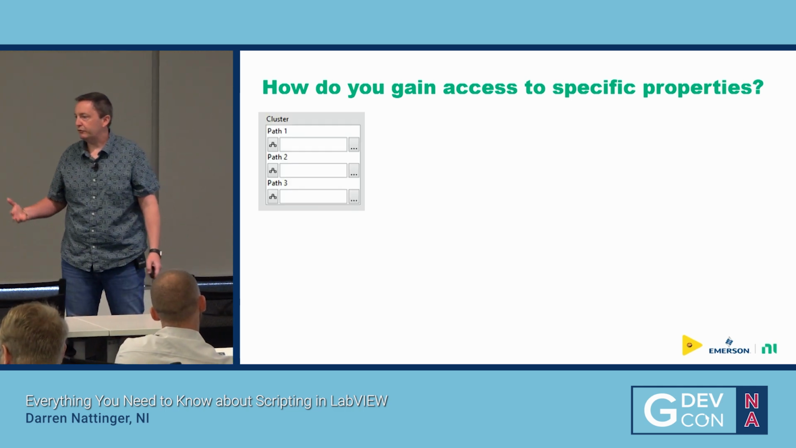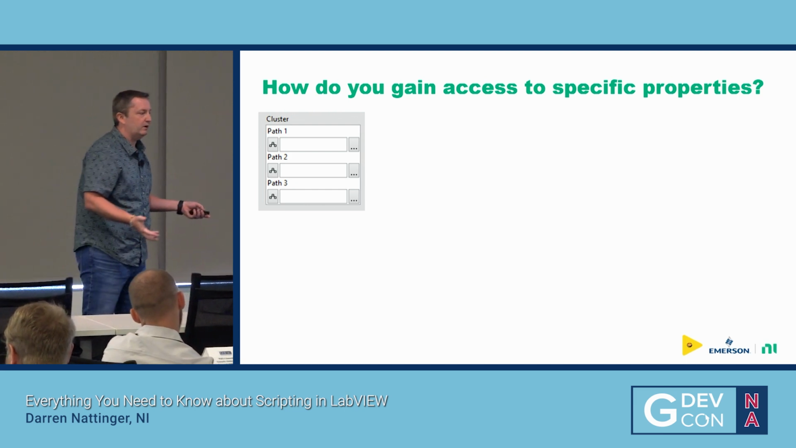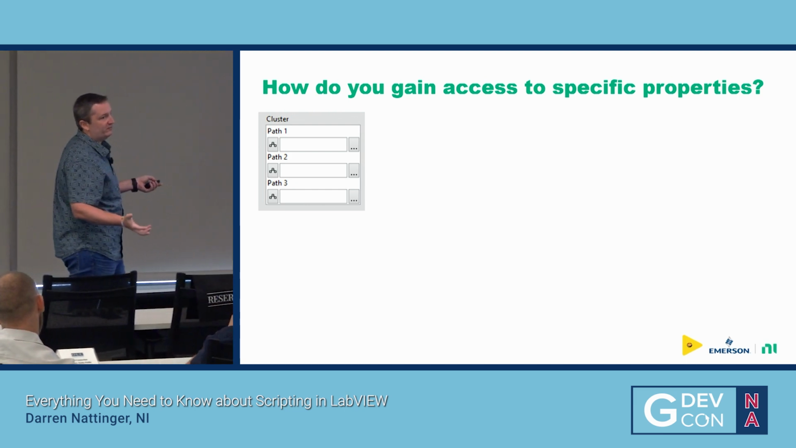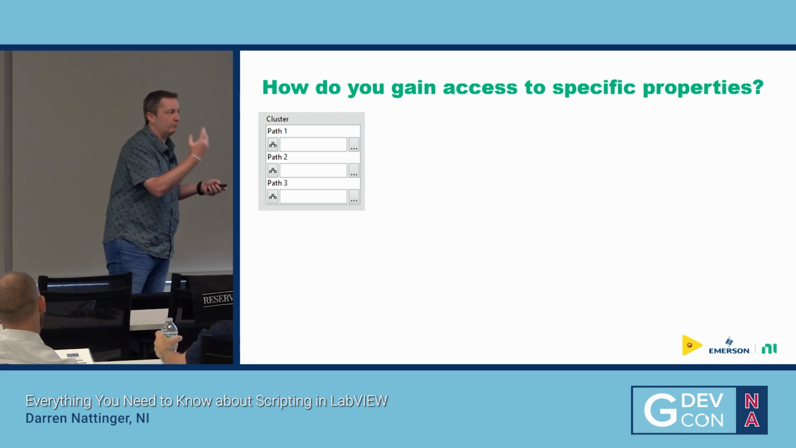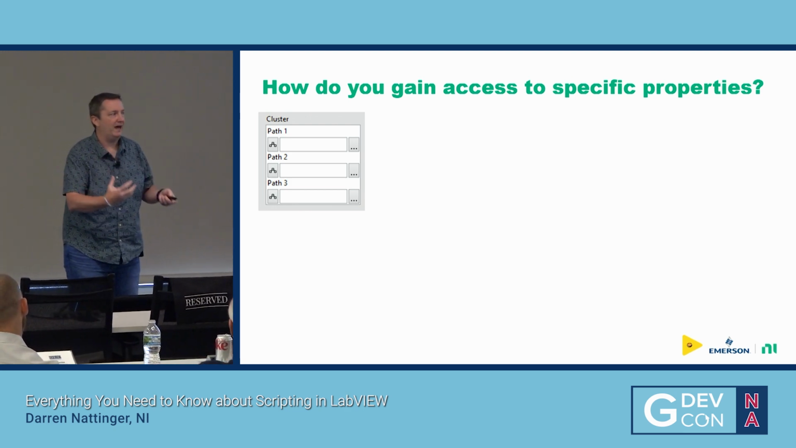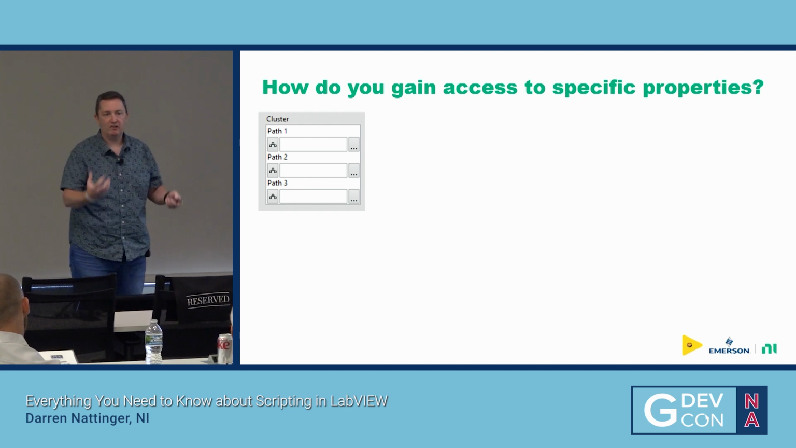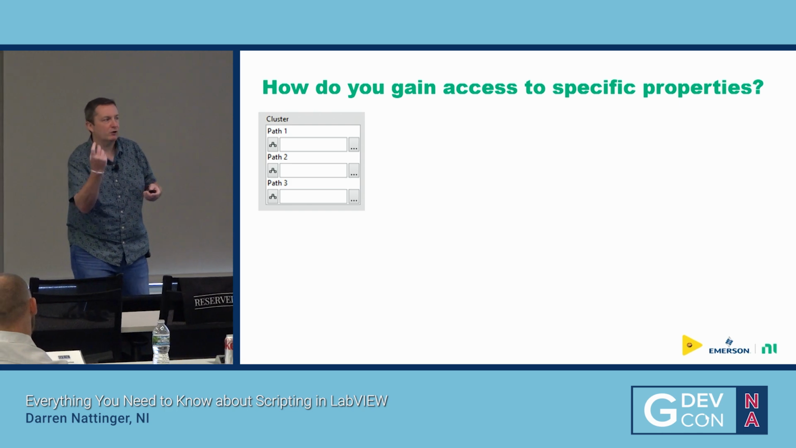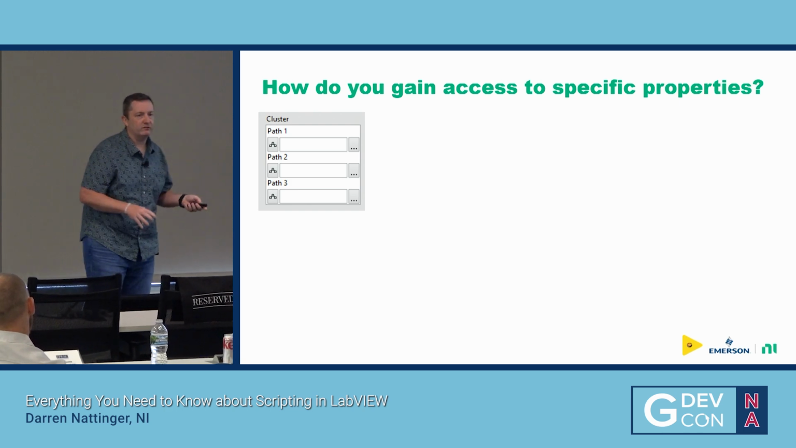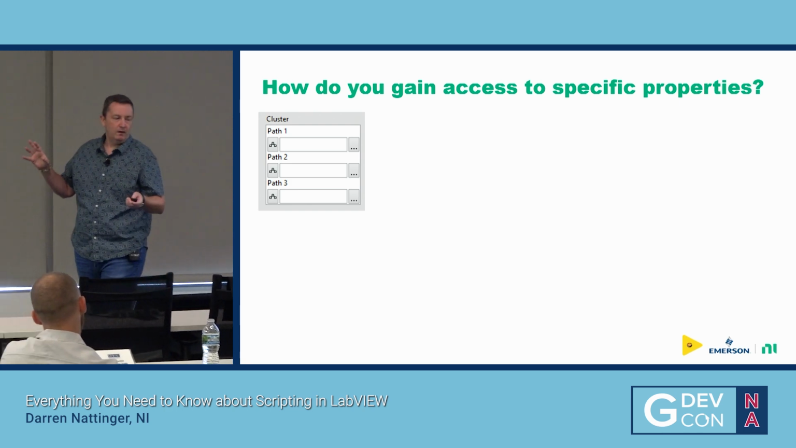Now, how do you gain access to those more specific properties, right? Let's think of an example. So we've got a cluster on our front panel that has 3 paths in that cluster, right? And what if we want to manipulate something about those paths that is specific to the path object or the path class, right? We don't want to just change its label. We want to change like the pattern of when you click the browse button or something like that, right? Something specific to the path.